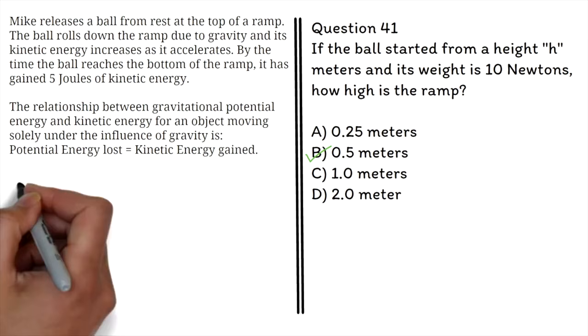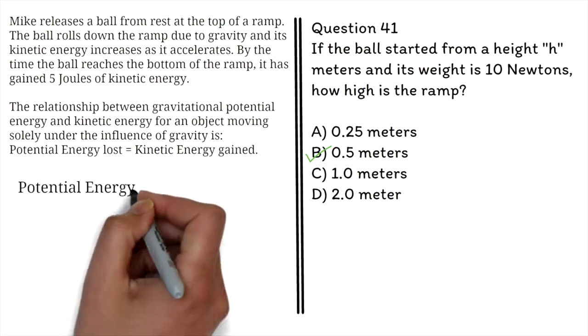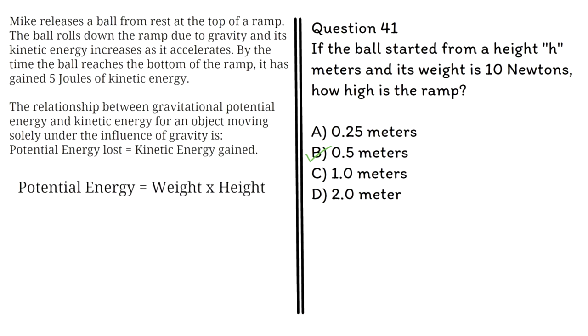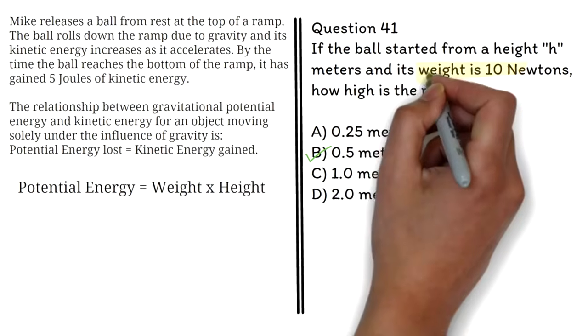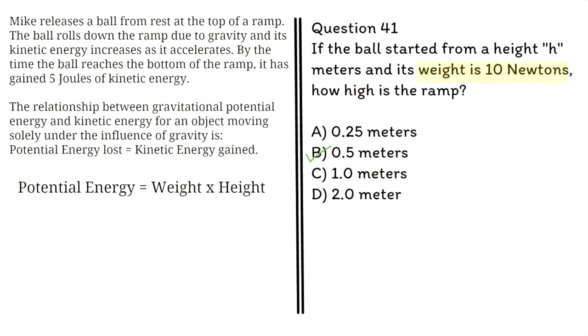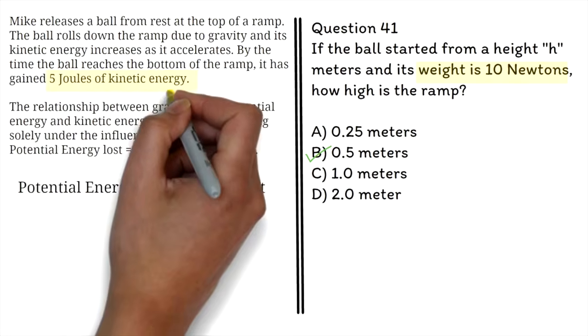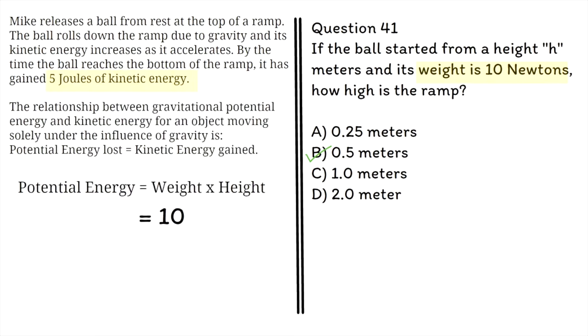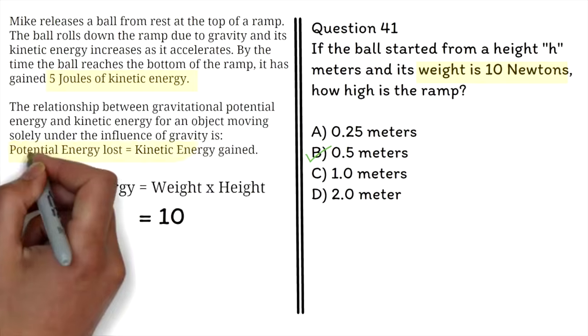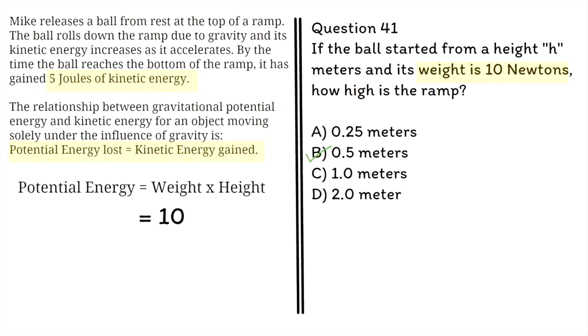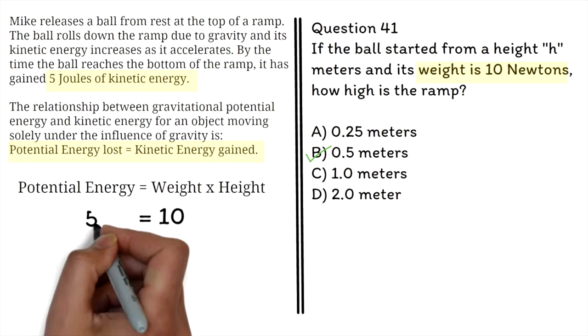The potential energy due to gravity is given by the formula weight times height. So to find the height, we need to know the weight and the potential energy. The weight has been given to us as 10 newtons. The potential energy has not been given to us. However, the kinetic energy gained has been given to us as 5 joules. We know that the potential energy lost is the same as the kinetic energy gained. So the potential energy will also be 5 joules.